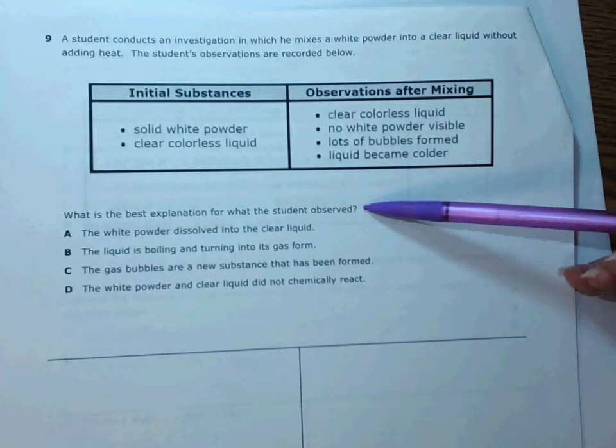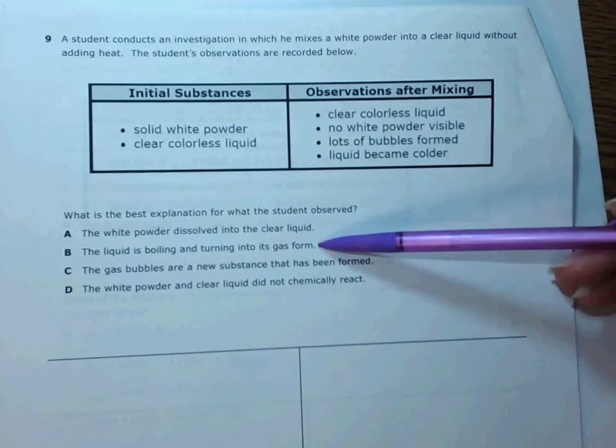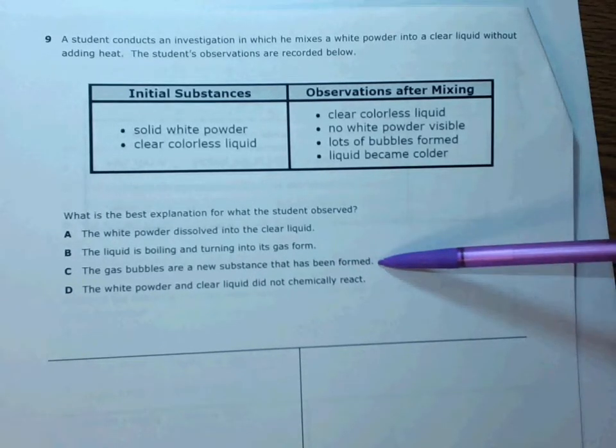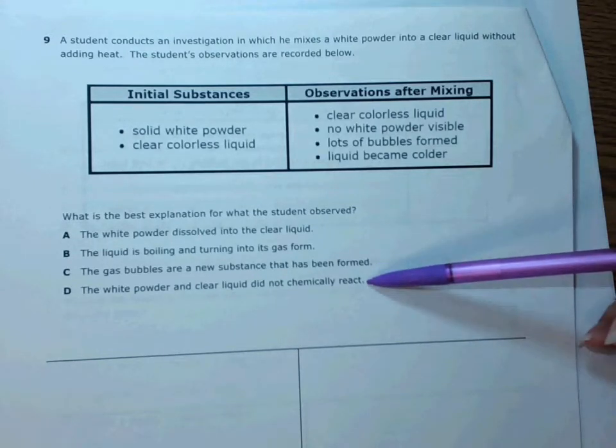What is the best explanation for what the student observed? A. The white powder dissolved into a clear liquid. B. The liquid is boiling and turned into its gas form. C. The gas bubbles are a new substance that has formed. D. The white powder and clear liquid did not chemically react.